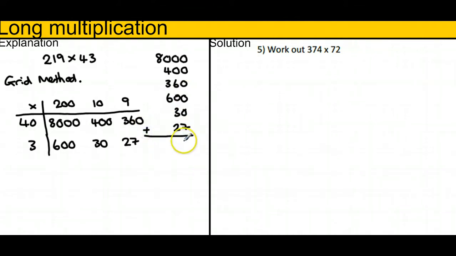In the units column, we just got a 7. In the tens column, we've got 11, so we need to carry 1 over. In the hundreds column, we've got 13, plus the extra 1 is 14. And in the thousands column, we've got 8, plus the extra 1 is 9. So that there is 9417.